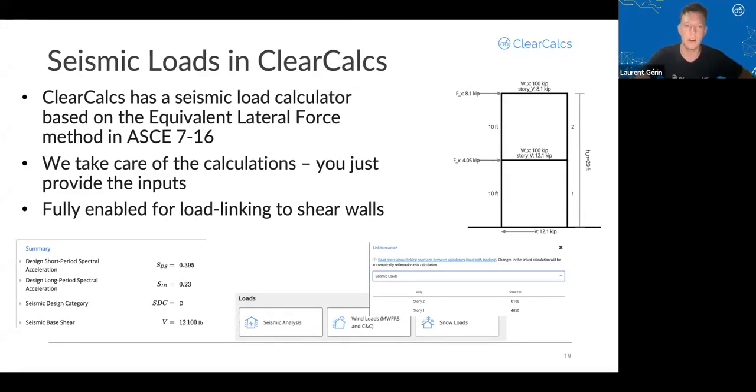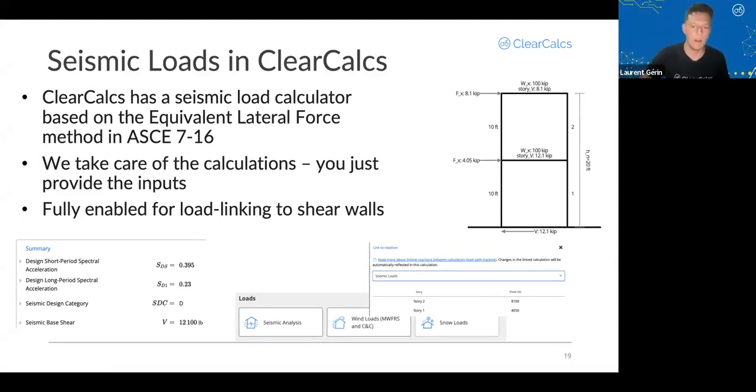If you're new to ClearCalcs, I really encourage you to check us out. Check out the load linking feature, probably one of our biggest time savers and error savers as well. Basically, what it does is it connects your calculations together so that you never have to copy paste results. They automatically update. So whether that's the reactions of a beam onto a column, or like I said, the seismic loads onto a shear wall, that's something that we support.